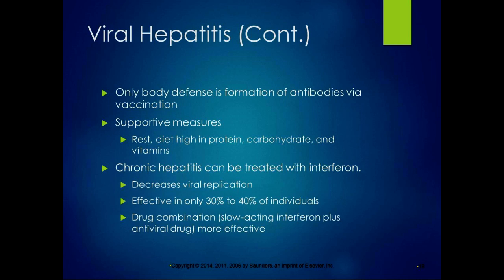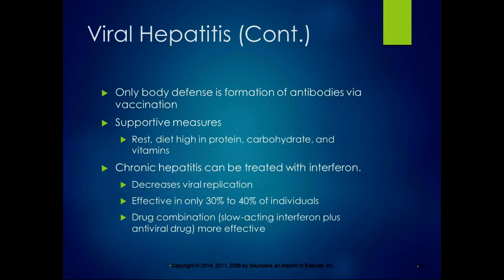The only body defense for viral hepatitis is formation of antibodies via a vaccination. So you're not going to catch viral hepatitis and get a decreased form of it and then develop immunity. Vaccination is the only way to do it, to develop immunity. So get vaccinated if you haven't already done it.